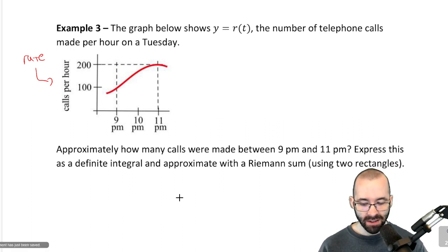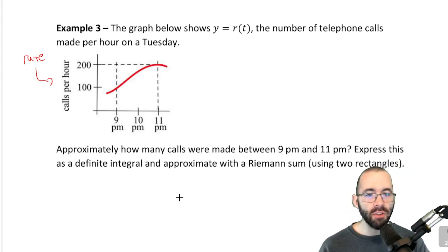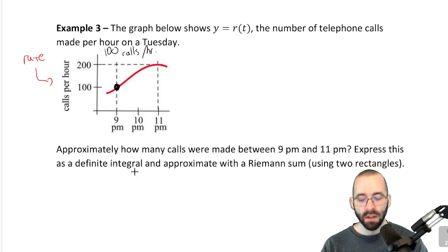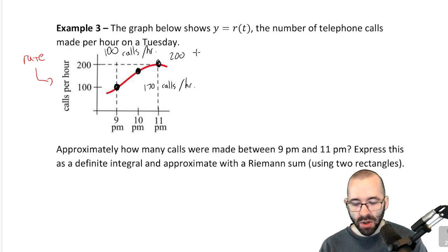All right. So approximately how many calls were made between 9 p.m. and 11 p.m.? And there's a couple of ways of doing this, right? At 9 p.m., there were about 100 calls per hour. At 10 p.m., there were about 170 calls per hour. At 11 p.m., there were about 200 calls per hour.